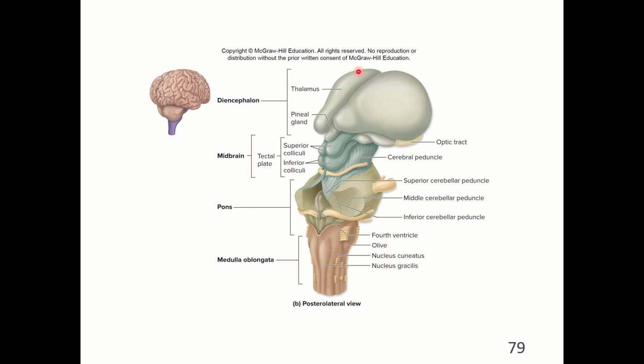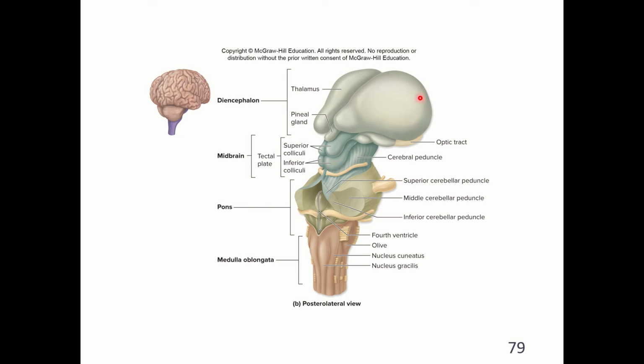Here is the thalamus and the pineal gland to orient you. This is the midbrain here, and the superior colliculi for visual reflexes. Colliculi is the plural of colliculus. Each one is a colliculus. And then the inferior colliculi, which are for auditory reflexes. So superior colliculi, visual reflexes.